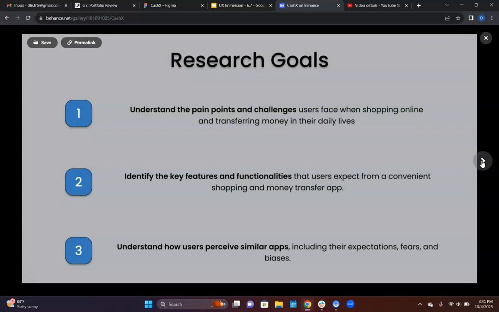Then we developed some research goals. Those goals were to understand the pain points and challenges our users face when shopping online or transferring money in their daily lives. We also want to identify key features and functionalities that users expect from an app like CashX, to make sure we include them in our designs. And we need to understand how users perceive similar apps: their expectations, their fears, their biases, things like that.